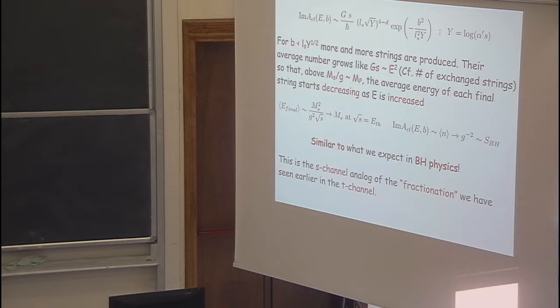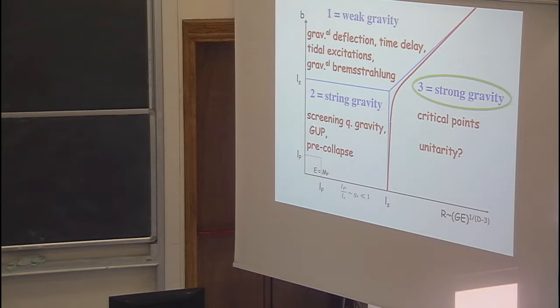This is related to the black hole string correspondence, if you know what I mean. So this is the S-channel analog of the fractionation we have seen already in the T-channel. Now, finally, let's move to region 3, where I have very little to say because we couldn't make a lot of progress there. So what happens there?